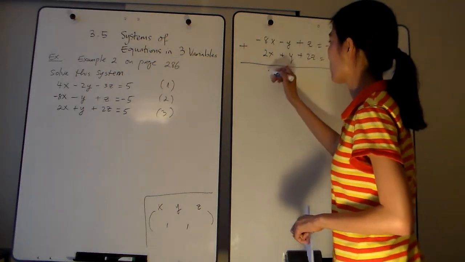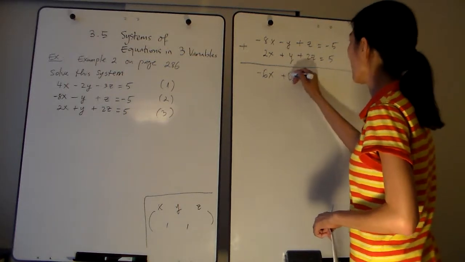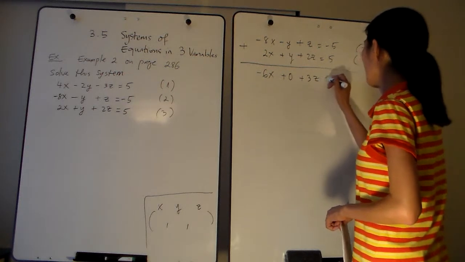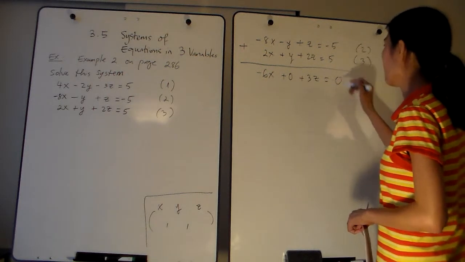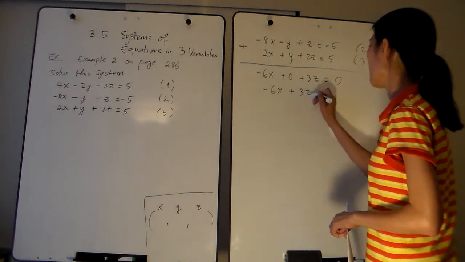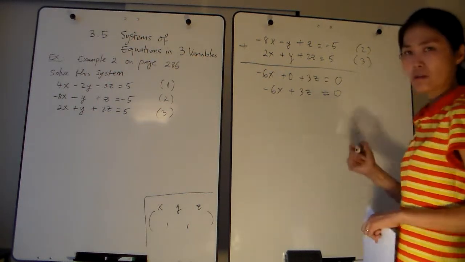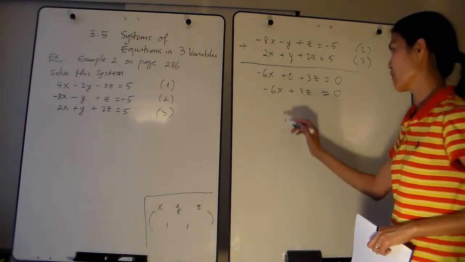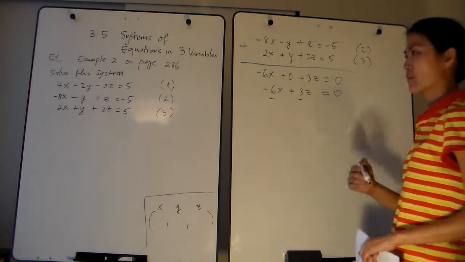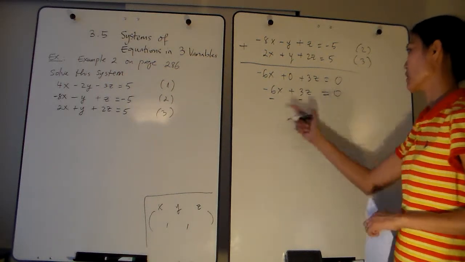So negative 8x plus 2x is negative 6x. Negative y plus y is 0. Plus z plus 2z is 3z. Negative 5 plus 5 is 0. Simplify, we get negative 6x plus 3z equals 0. Now, you can stop here, or you can simplify further. Look at this, 6 and 3 and 0. 0 times anything is 0. It looks like you can simplify by 3 on both sides.